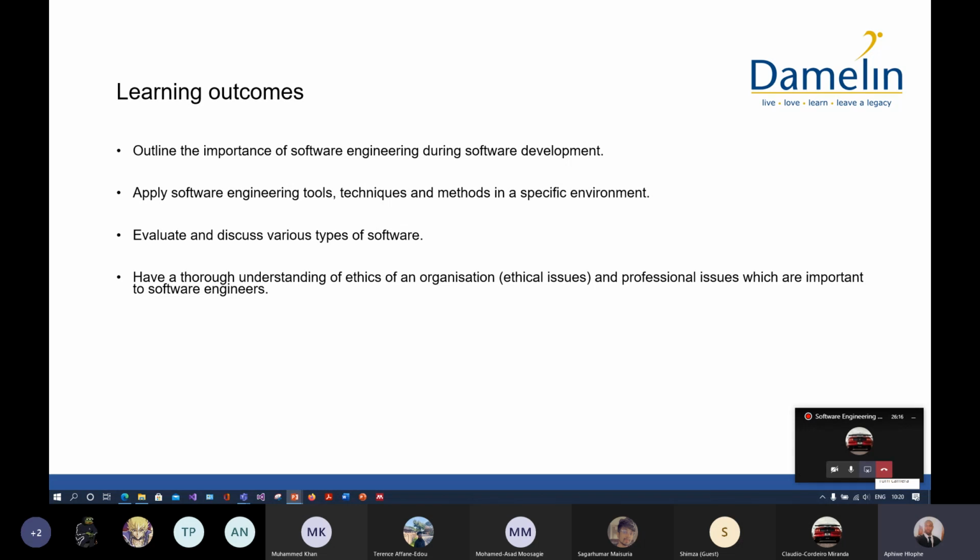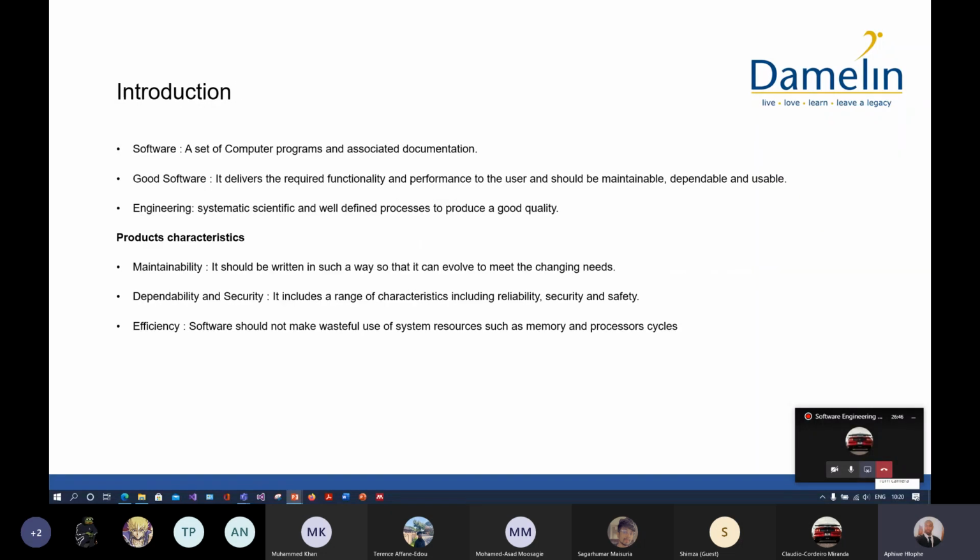So the first outcome is outline the importance of software engineering during the software development process. Apply software engineering tools, techniques, and methods in a specific environment. Evaluate and discuss various types of software. And then the last one is have a thorough understanding of ethics of an organization and professional issues which are important to software engineers. Those are the learning outcomes.